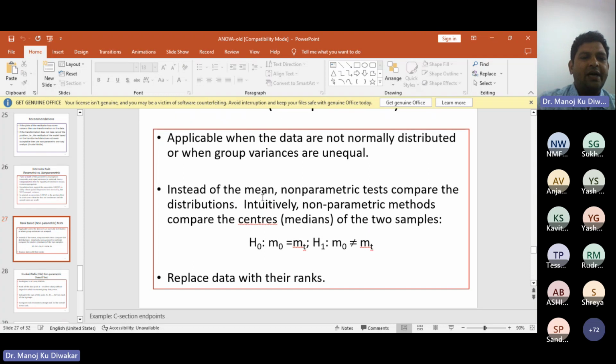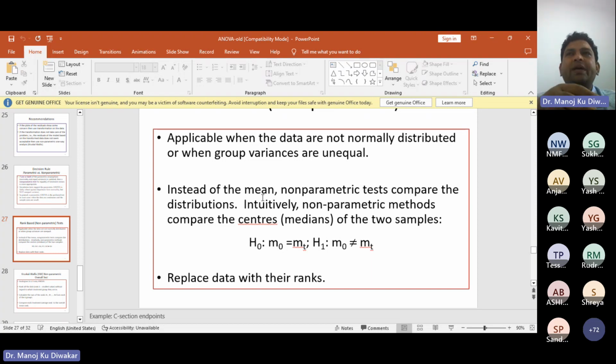So I'm also highlighting what you are doing in the non-parametric test. Basically it is rank based. Earlier, in the parametric methods, you were just focusing on the mean value. You were comparing the mean value, and that was your primary point in deciding what you want to do.